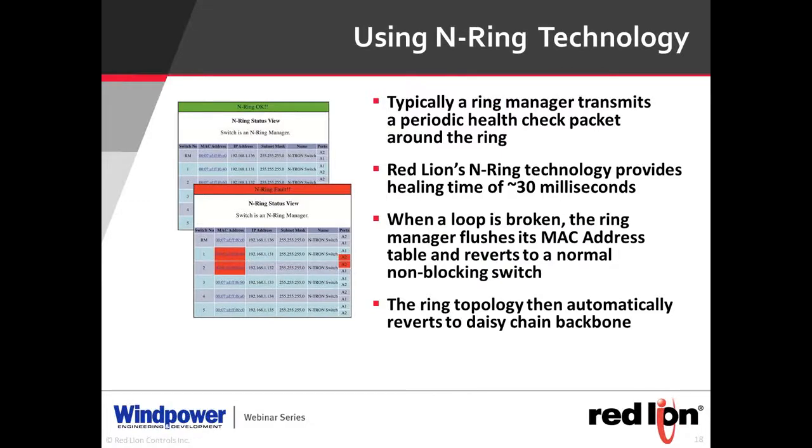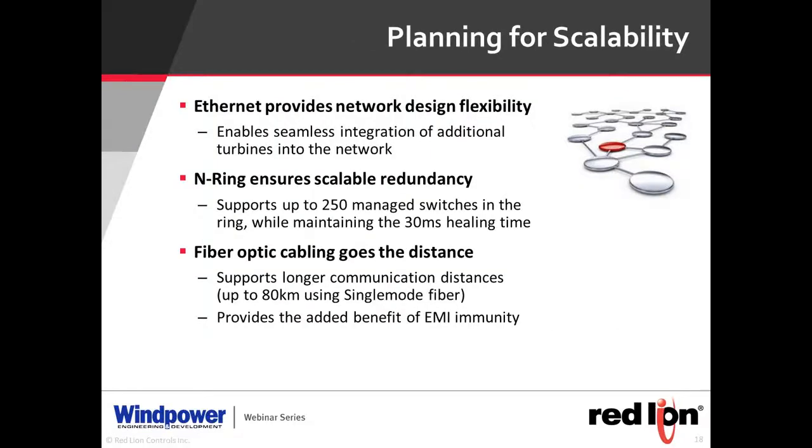As I mentioned, what the ring manager does, and you can see here in our example, and this is an example of an Intron device, the ring manager will transmit the health check packet around the ring. If it detects a problem, it will heal the ring in less than 30 milliseconds. And there are tools to be able to go in and look and see the ring is okay, or if there's a break, it will automatically tell you where that break occurred. When the loop is broken, the ring manager flushes its MAC addresses and converts to a normal non-blocking switch and a daisy chain backbone. And again, it keeps the network up and running until someone can diagnose the problem.